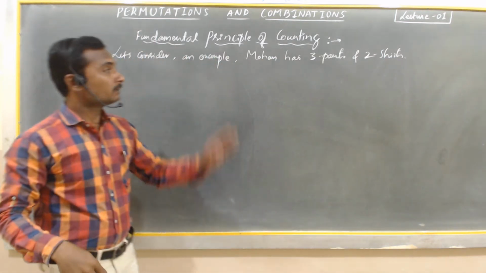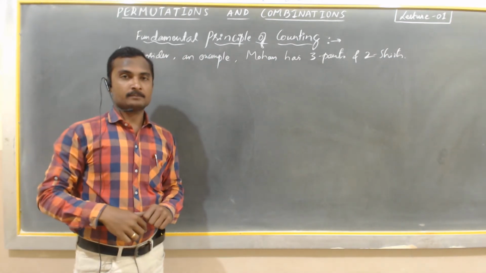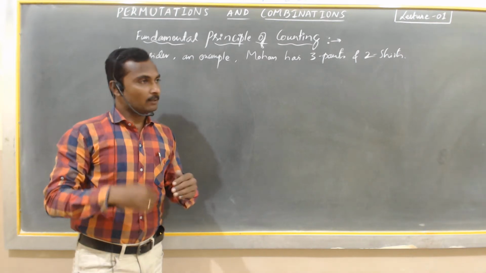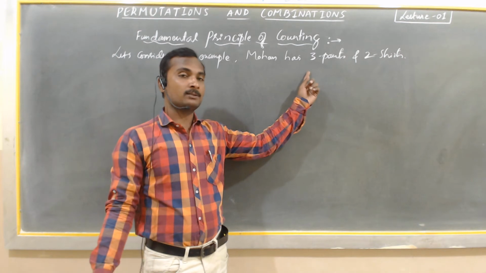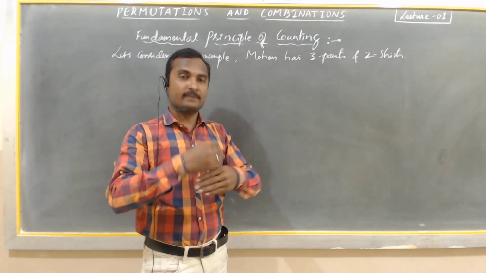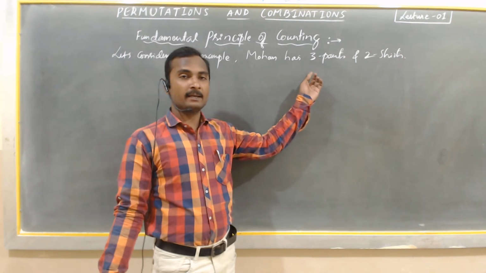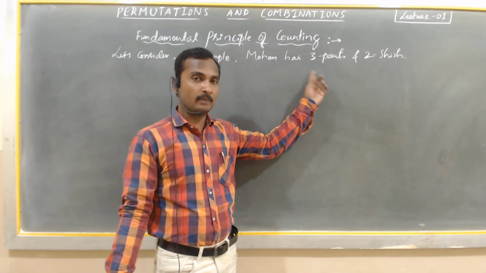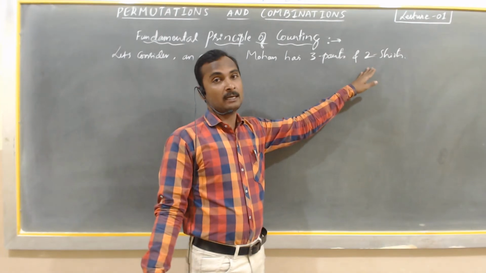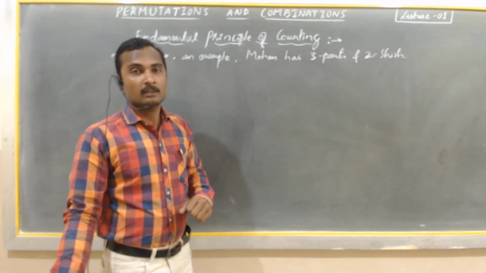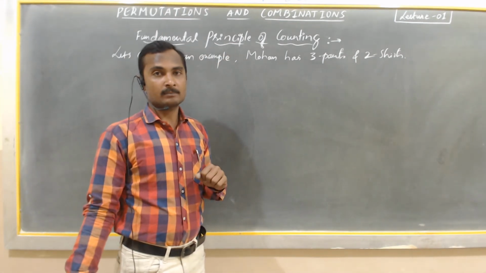Mohan has three pants and two shirts. Right? Now, the concept is, if he uses one pant to make a pair of dress, if Mohan wears one pant, then what is the possible number of combinations that the shirt can make a pair with the pant? That is the concept. Okay.